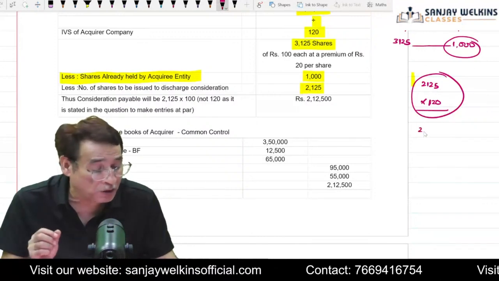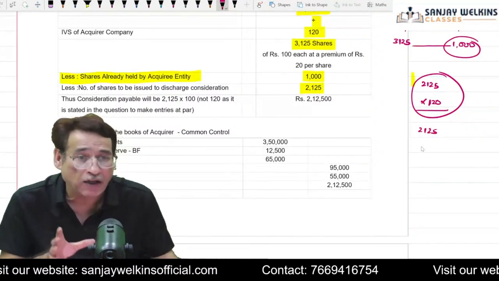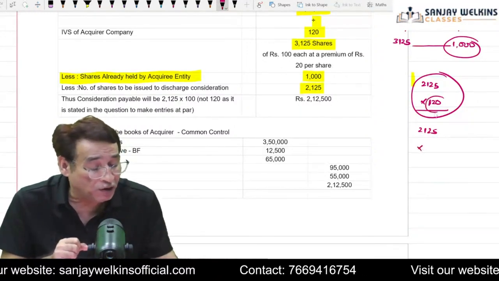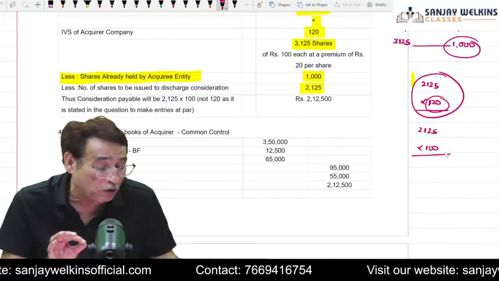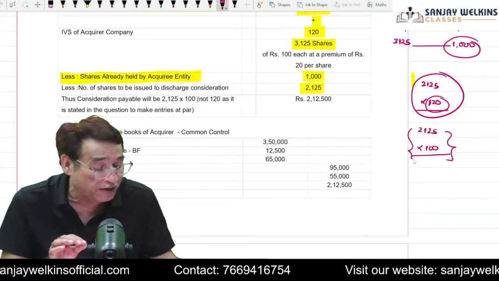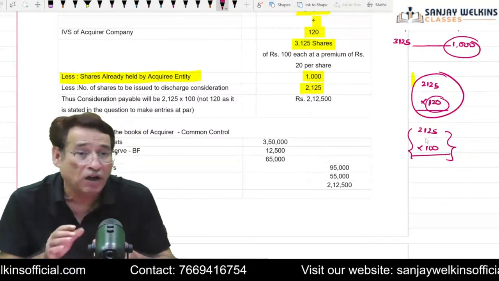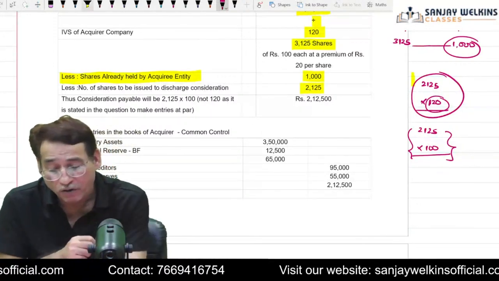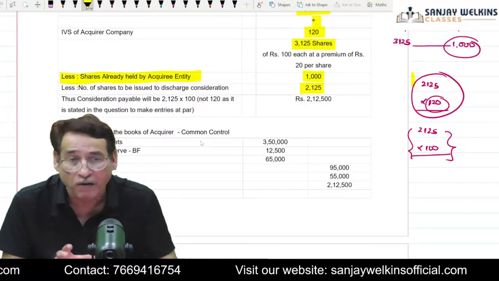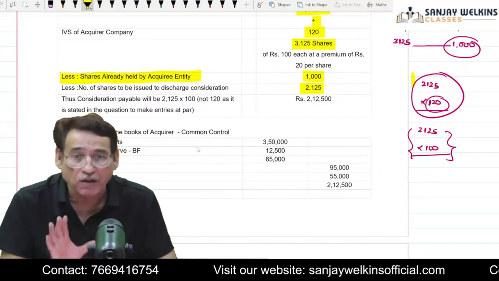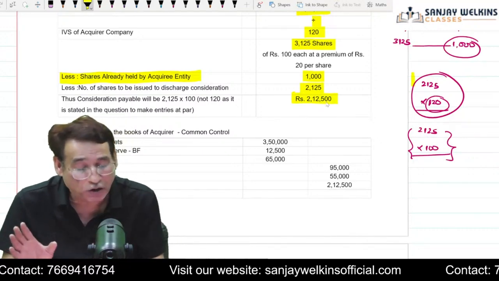But in this particular question, it is clearly written, entries to be made at par value. It means even though the intrinsic value is 120, the question has stated entries to be made at par value only. Indirectly, it means I have to compute the purchase consideration not by multiplying by 120, but rather by multiplying it with the face value. So that is the reason I have written here 2,125 into 100, and I have also specified in brackets that not 120. Is it clear to you? So that is why your purchase consideration will be 2,125 into 100, 2,12,500.